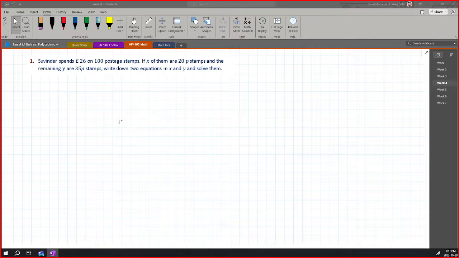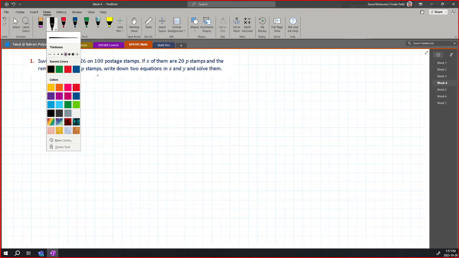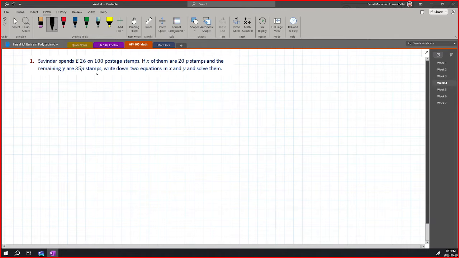All right. Now, Suvinder spends 26 pounds on 100 postage stamps. If X of them are 20 pence stamps and the remaining Y are 35p stamps, write down the two equations in X and Y and solve them. All right, the first thing is that we're going to have to create two simultaneous equations, but we have to understand the question, so we have to go step by step.